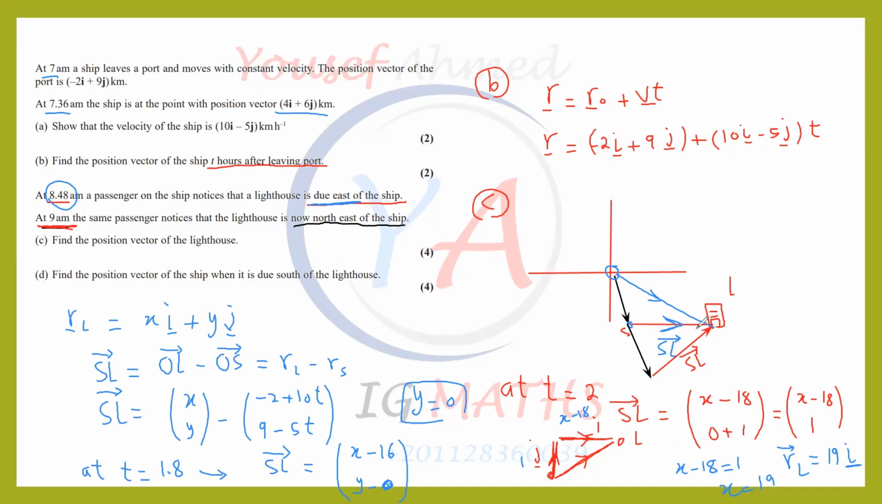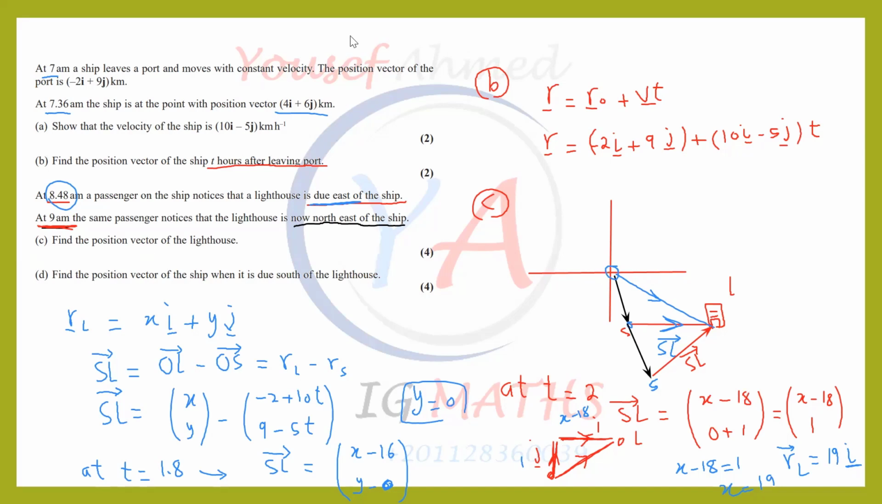So now the displacement between the ship and the lighthouse is x minus 18 and 0 and 1, but this is due northeast. To go from the ship to the lighthouse, you will move vertically and horizontally, so both of them are equal. Northeast, southwest, and all of these directions are equal. So you can equate the i component with the j component, so it becomes 19i. So now the position vector for the lighthouse is 19i.